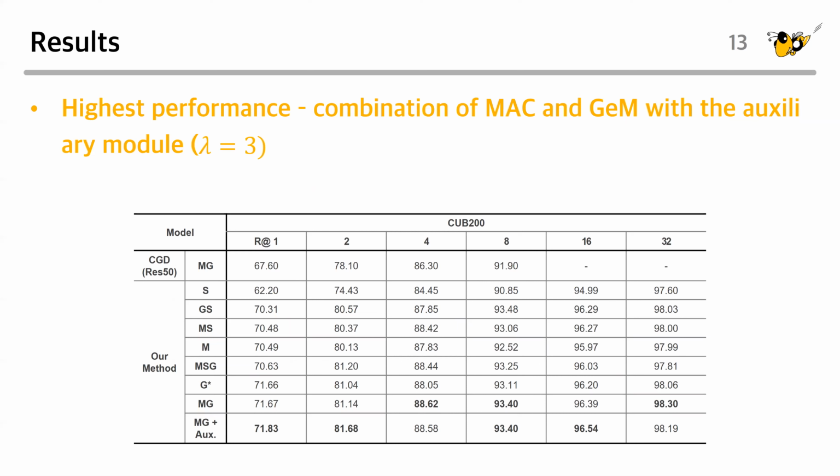This table manifests the performance of the model depending on what kind of global descriptors were used. At the top of the table, we included the performances of CGD, a model which did not implement a local descriptor. As you can see, our model that employed both local and global descriptors had a better performance. As a result, the highest performing model consists of MAC and GeM functions on the global branch with an auxiliary module with a parameter lambda equal to 3.